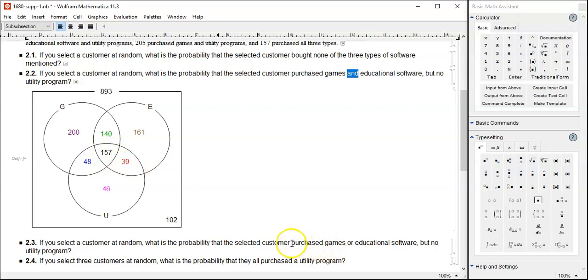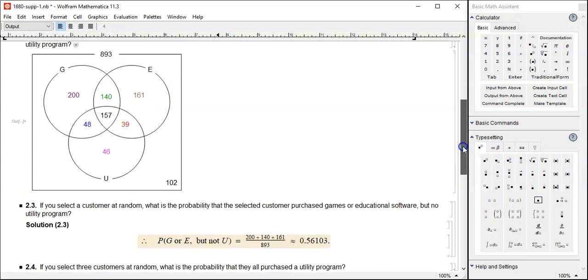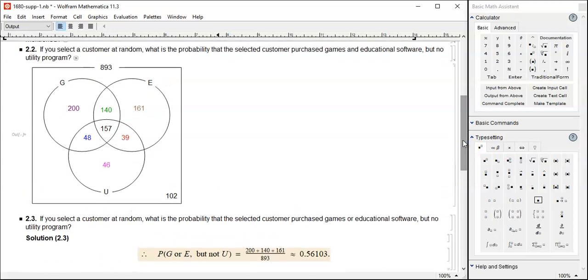If I'm looking at only those who purchase games or educational software, the answer is yes, yes, and yes. But here's an additional condition: no utility program. So 48, 157, 39. No, those people purchase utility, so that's out. So what do we have left? There's 200, 140, 161, divided by the total of 893, we have the desired probability.